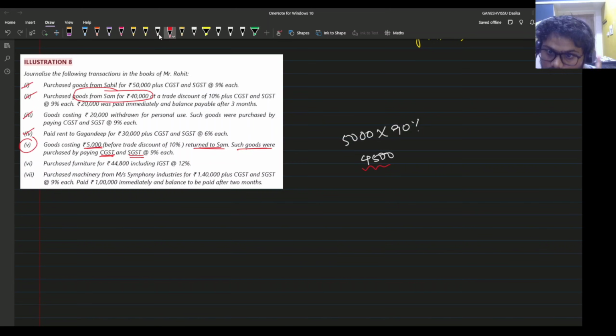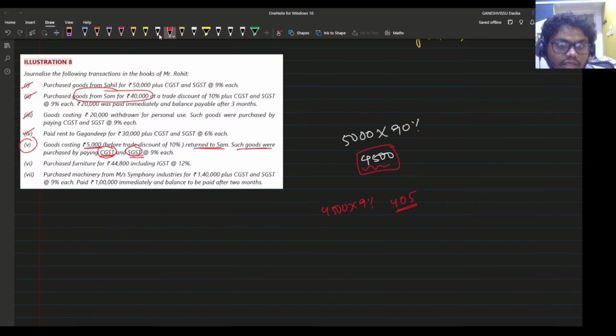But not only on this 4,500, he has to pay 9% GST, like both CGST and SGST, right? What would be the amount? 4,500 into 9%, we have to calculate what would be the value. 405 rupees. Simply, right? So as while purchasing, he has paid both CGST and SGST, then while he is returning the goods to Sam, that GST will be credited. That will be like income now.